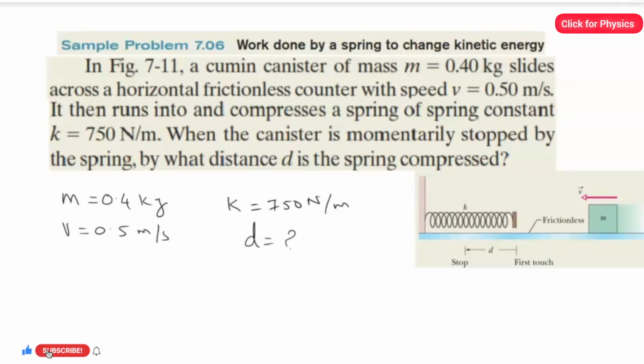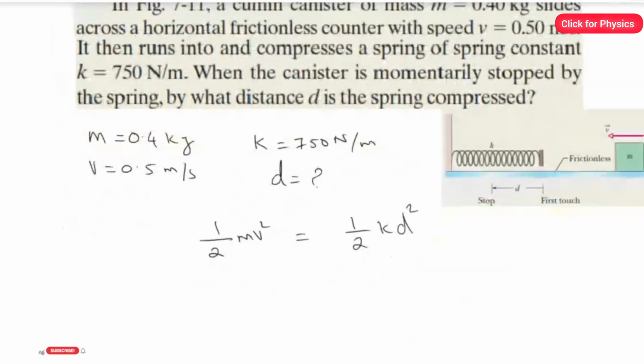So now, how do we find the answer? We have to use the conservation principle. By using the conservation principle, we have to use the formula of kinetic energy as well as the spring potential energy. As we already studied, the kinetic energy formula is half mv square, which is equal to the spring potential energy, half k x square. But here x is the compression, so in place of x, we have to use d square. So this is our conservation principle, that means the conservation of energy principle.